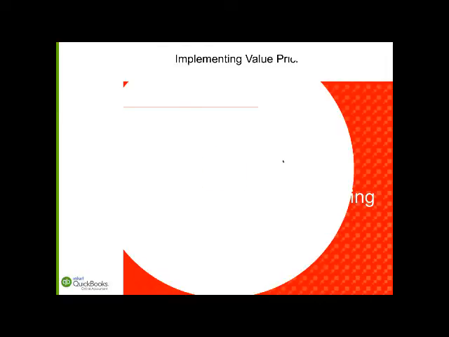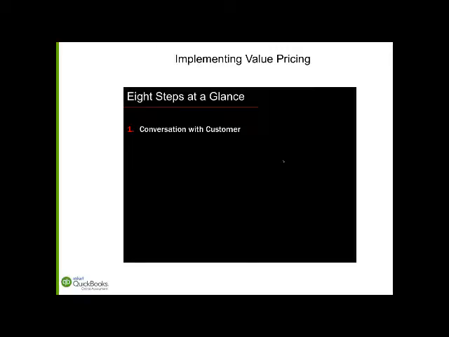And just as a quick review, the 8 steps at a glance are: the first step was the conversation with the customer. So this is what we dedicated the entire second webinar in the series to, the types of questions that you ask the customer, how you approach this. This is an art. It's the art of questioning. It's really all about the customer. It's about listening more than you're talking. And it's really about understanding at a very deep level what the value is to the customer.